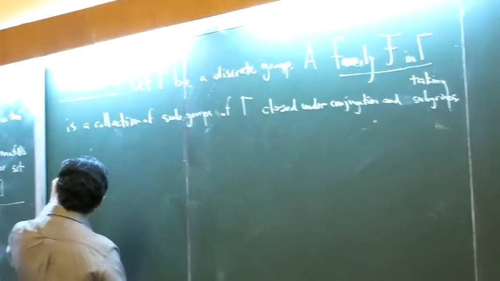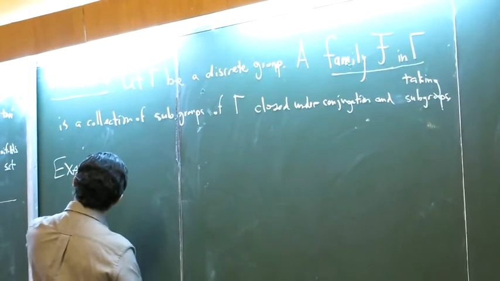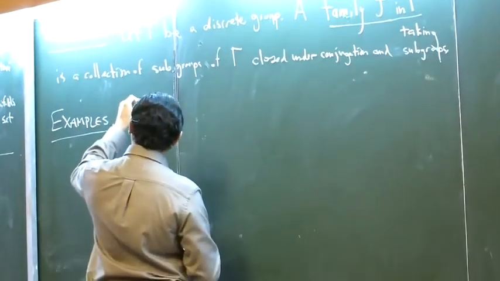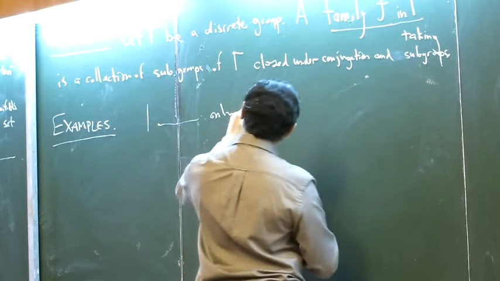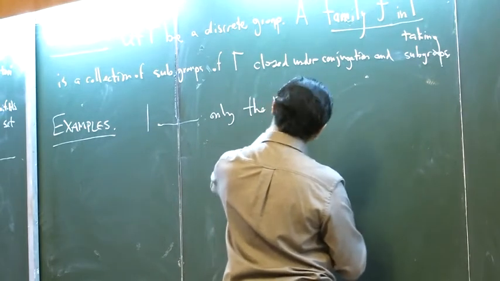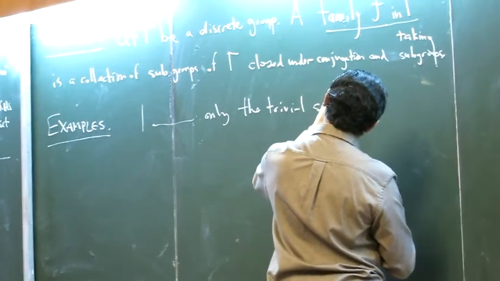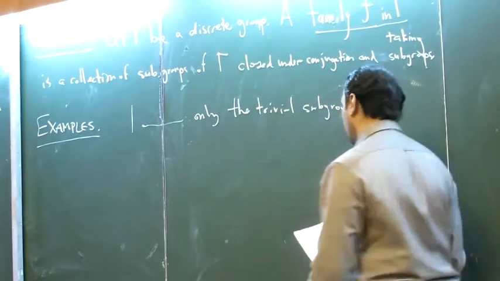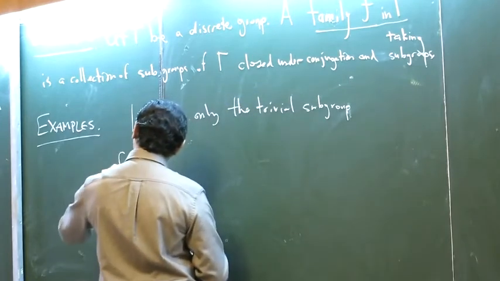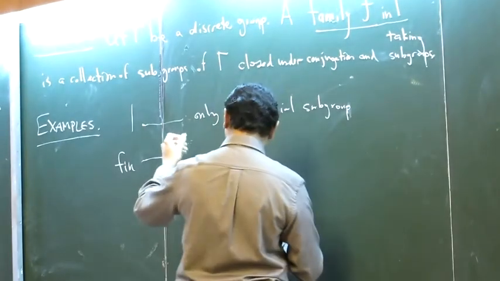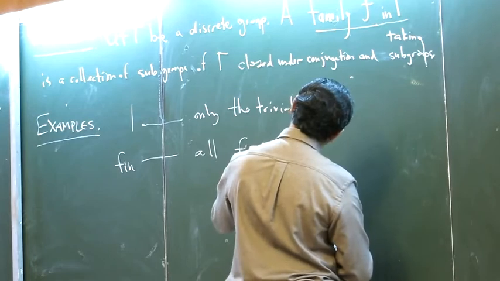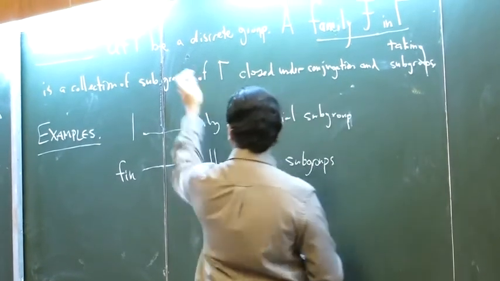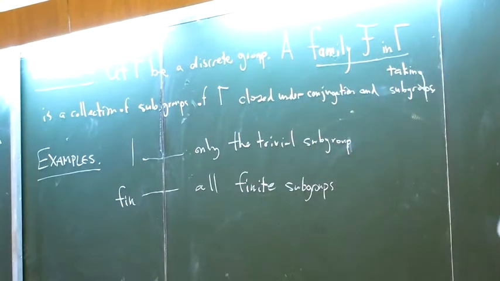Let me give you 5 examples of families. So there's the trivial family, only the trivial subgroup. There's the family of finite subgroups. So the gamma we're interested in will be generally infinite countable.